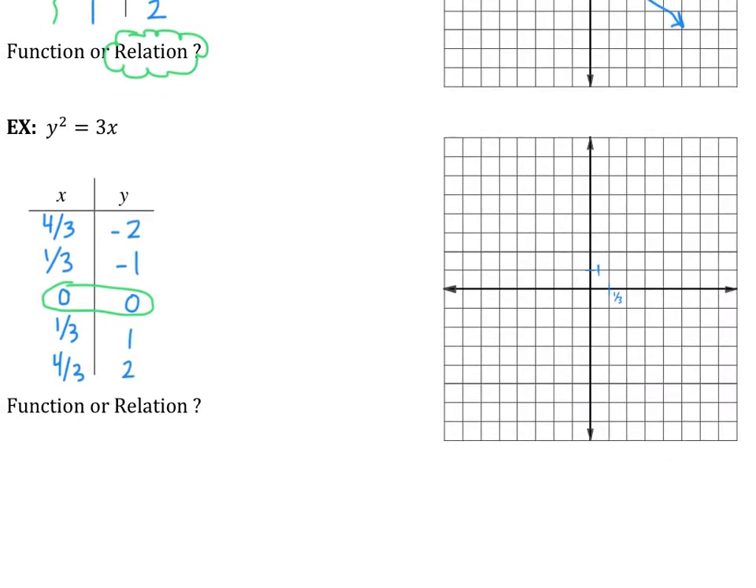Okay, so we have the point 4/3, -2. So 1, 2, 3, 4, -2. We have the point 1/3, -1. We have the point 0, 0. We have the point 1/3, +1. And we have the point 4/3, +2. So now we go ahead and we have ourselves a sideways parabola.